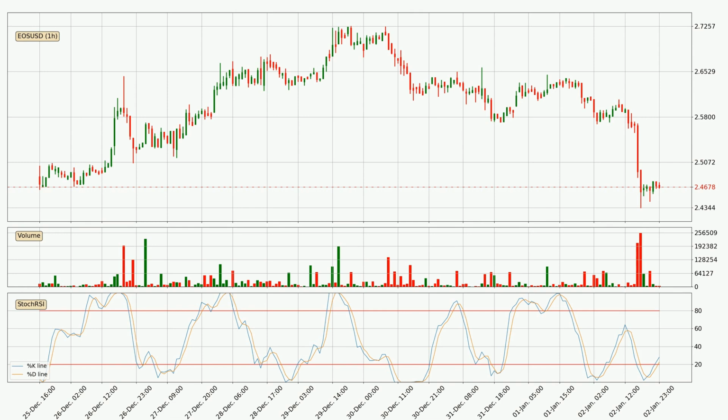When we now look at the current hourly stochastic RSI, the stochastic RSI currently shows no overbought or oversold conditions, but the %K line is over the %D line, which means the current trend is to the upside.